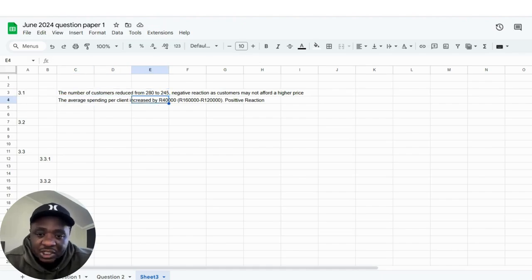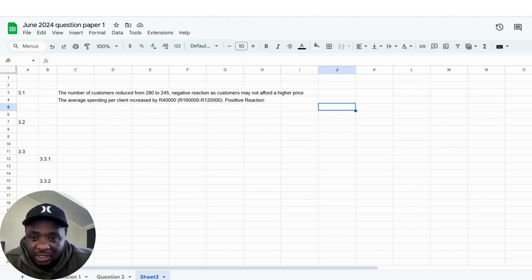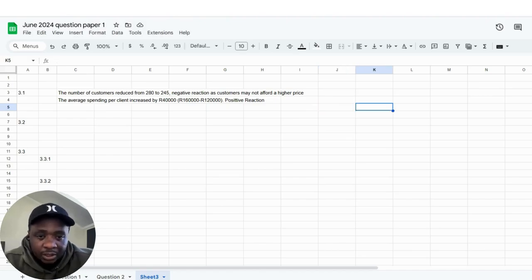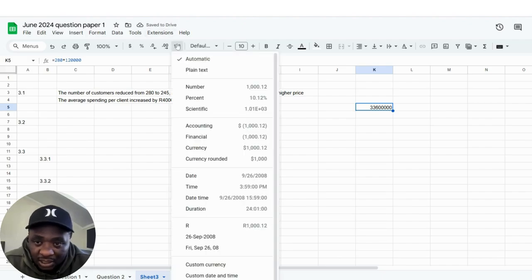Now, if it was beneficial, we'd have to see the amount of sales generated, right? So we're going to start with the previous year. In the previous year there was 280,000. So you wouldn't have to write this on your paper, but it's just a calculation that you make on your side. So 280 customers spending 120,000 each customer. That was about 33.6 million.